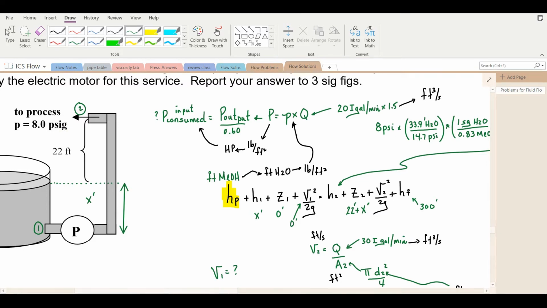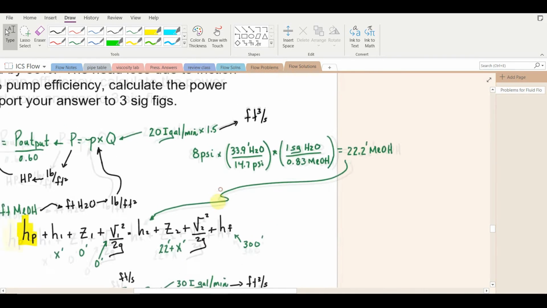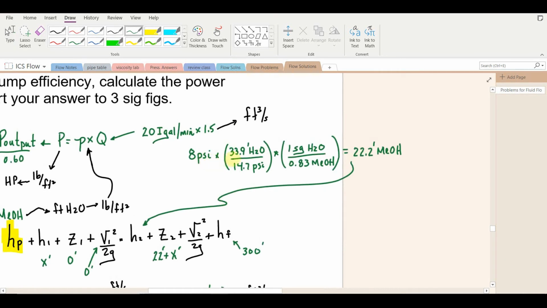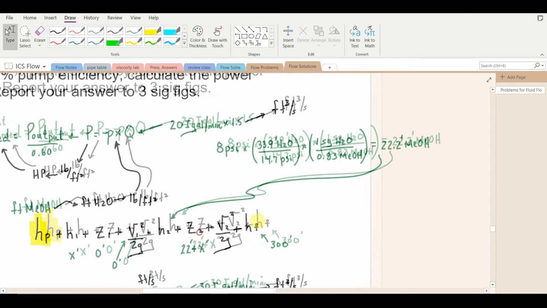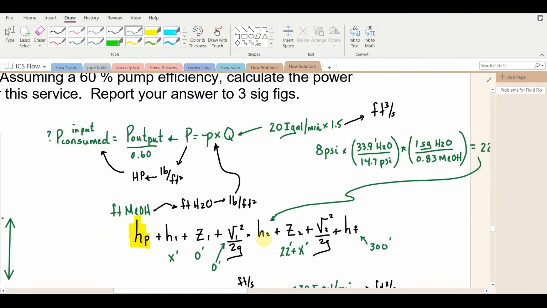So we'll have to convert that to a height of methanol solution because we're working with methanol. So we take our 8 psi gauge, convert it to a height of water. There's 33.9 feet of water for every 14.7 psi. Then convert that to a height of methanol that gives the equivalent pressure. And of course, methanol being less dense than water would require a higher height or column of methanol. So make sure you divide by the specific gravity, 0.83, to make that larger. And it's 22.2 feet of methanol. That pressure is equivalent to 8 psi gauge. And that'll go in here for the term H2.